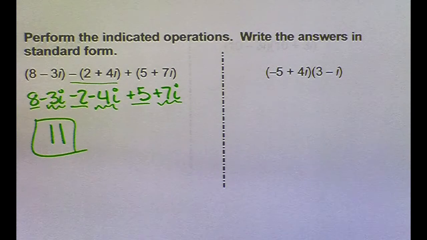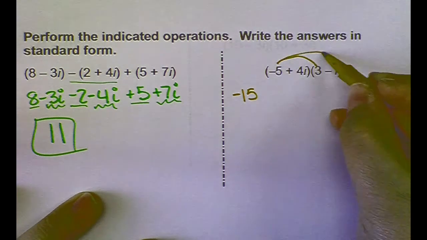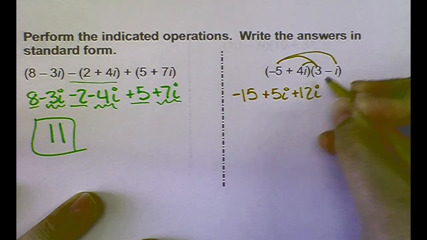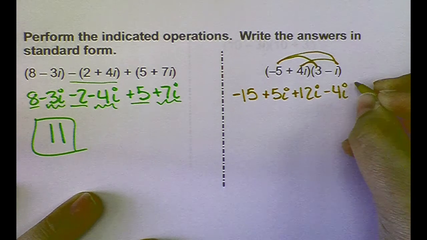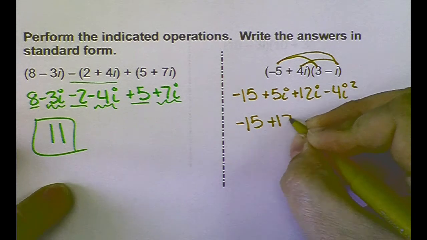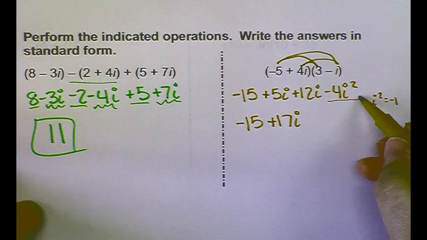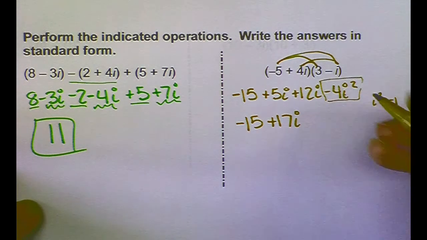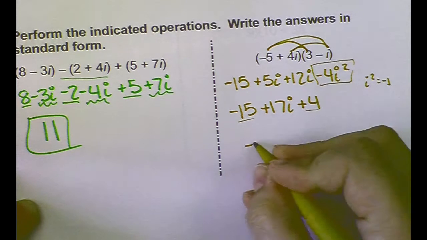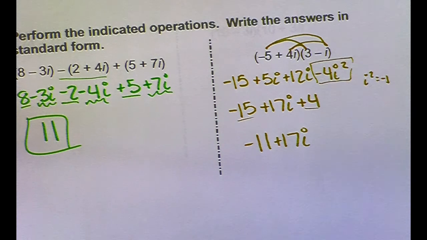For multiplying, we are just going to FOIL. So first is negative 15. Outside is positive 5i. Inside is positive 12i. Last is minus 4i squared. We combine our like terms, right? Negative 15 plus 17i. But then remember that i squared equals negative 1. So this term here is actually negative 4 times negative 1, which is positive 4. Now we have another set of like terms to combine. Negative 11 plus 17i. No i's to higher powers can be left in a problem.